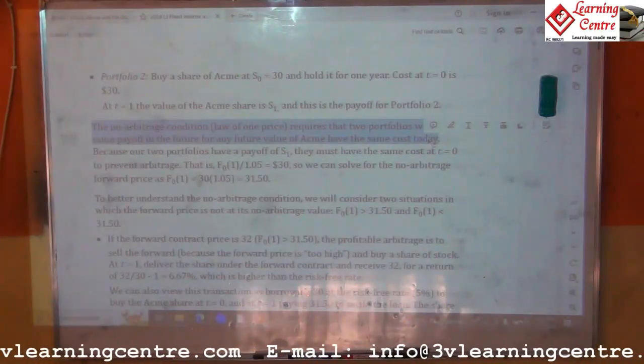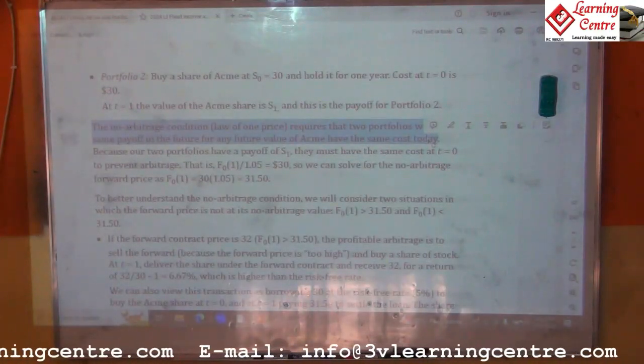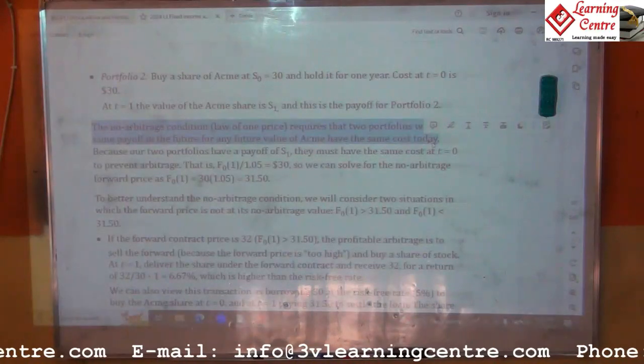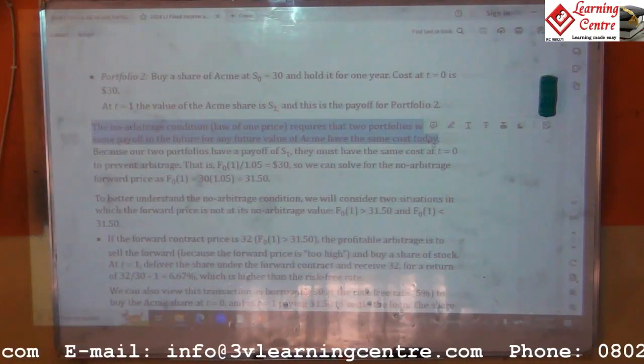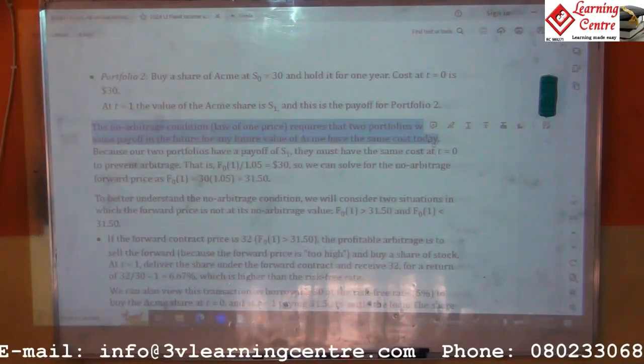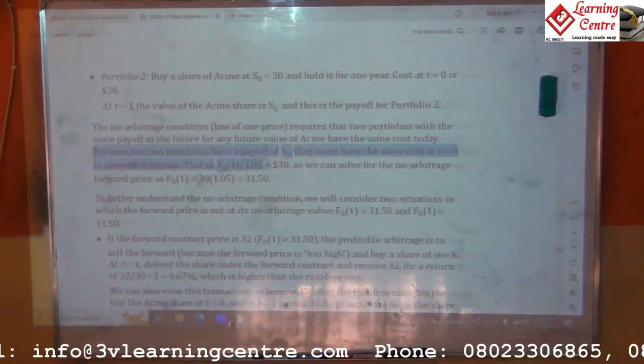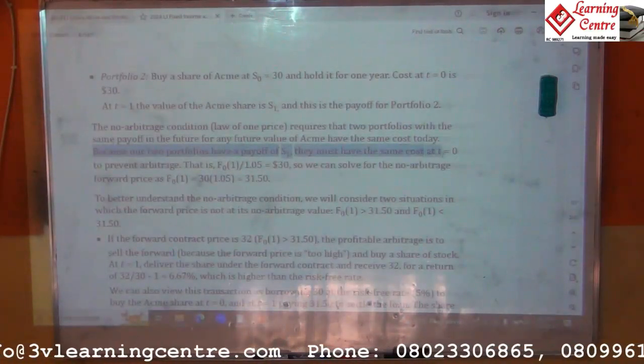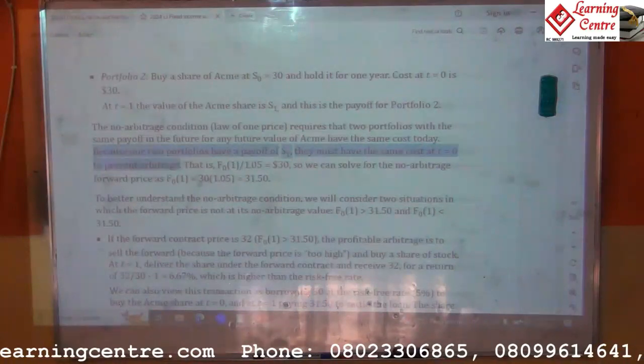So I'll buy something at 20 naira, you buy something at 15 naira, and then we'll go and sell it at the same 30 naira. It doesn't make sense. You get it? So that's what this is saying. Because our two portfolios have the same payoff, they must have the same cost at the beginning.